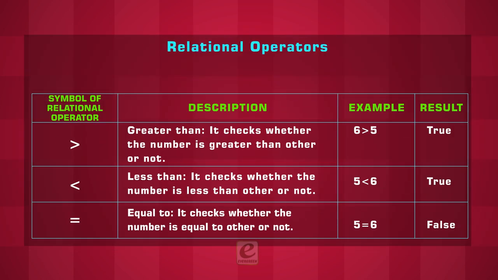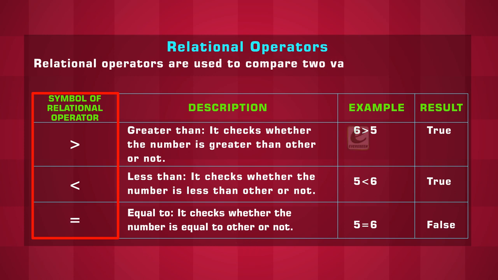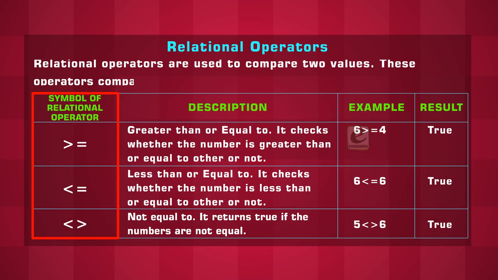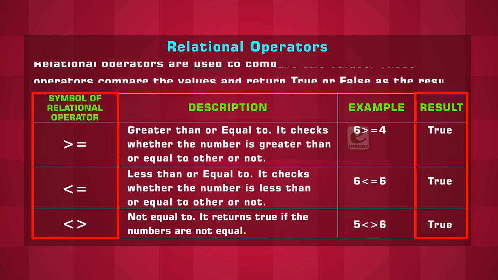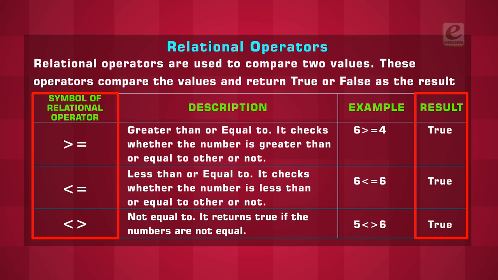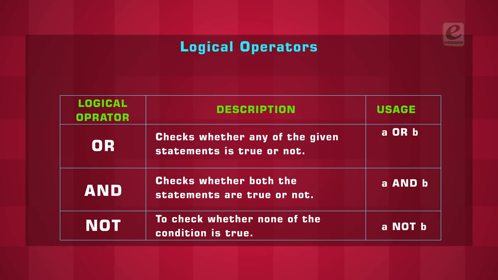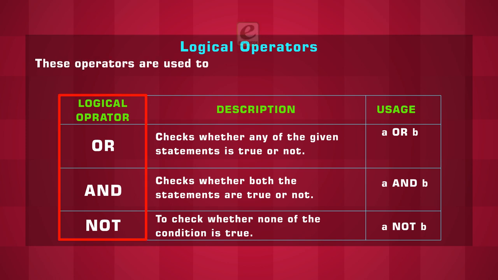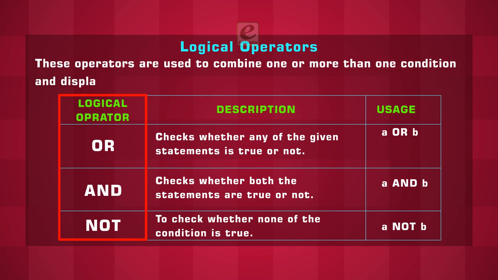Relational operators. Relational operators are used to compare two values. These operators compare the values and return true or false as the result. Logical operators. These operators are used to combine one or more than one condition and display the result.